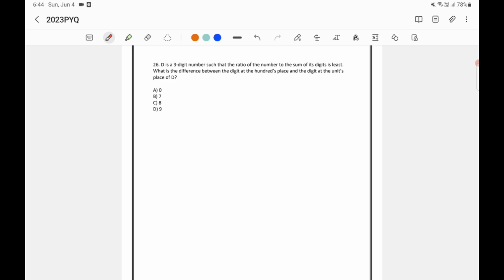So this is actually a very tricky question. D is a 3-digit number such that the ratio of the number to the sum of the digits is the least. What is the difference between the digit at the 100th place and at the unit place of D? So for example, let's take the smallest 3-digit number first, that is 100, right? So 100 divided by the sum of its digits, that is 1, we will get 100.